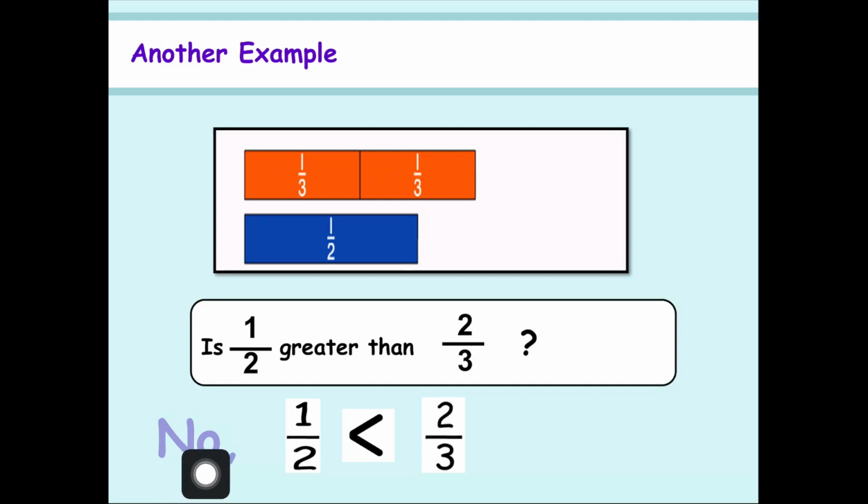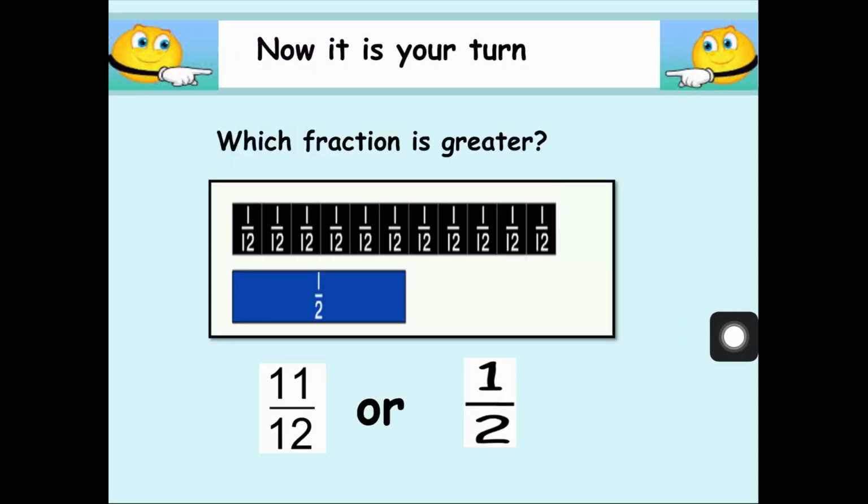If you said no, you are correct. All right? The 2/3 is greater. 1/2 is less than 2/3. My half is smaller than my 2/3. Okay? Now it's your turn.